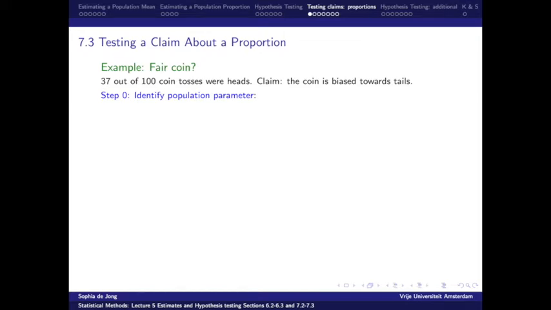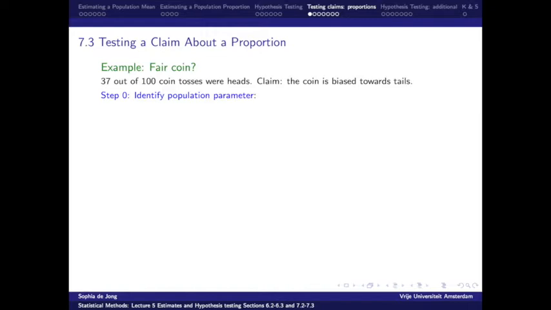Let's do an example in which we perform the 5 steps of hypothesis testing. In this example, we test a claim about a proportion. In the next video lecture 6, we will test claims about population means. We tossed a coin 100 times and 37 of these tosses were heads. The claim that we want to test is the coin is biased towards tails.